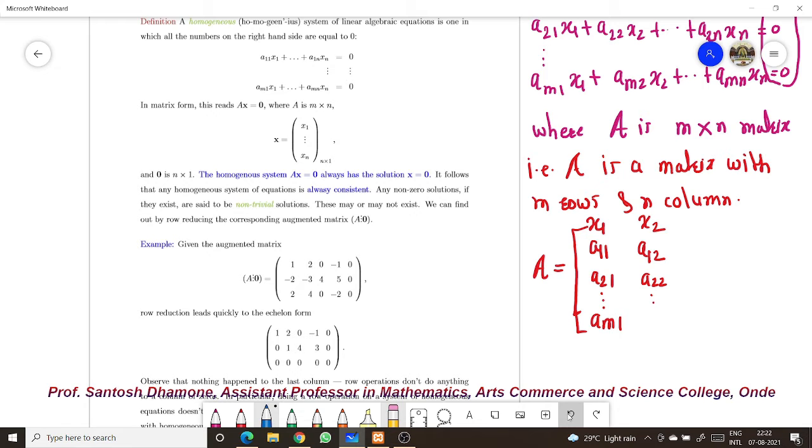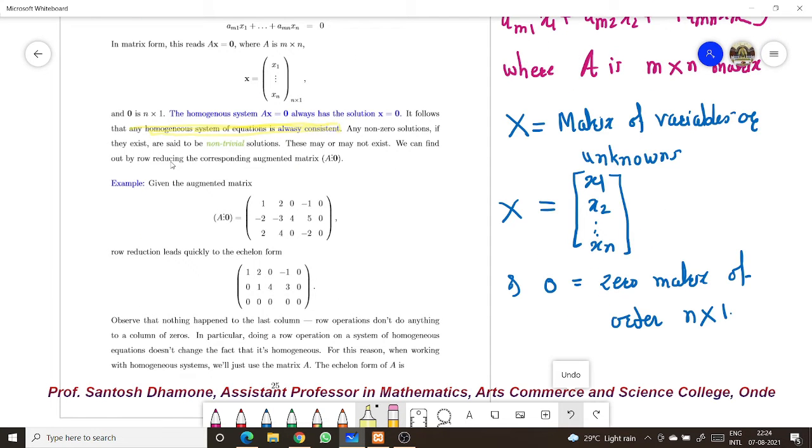Any non-zero solutions, if they exist, are said to be non-trivial solutions. These may or may not exist. We can find out by row reducing the corresponding augmented matrix A0.